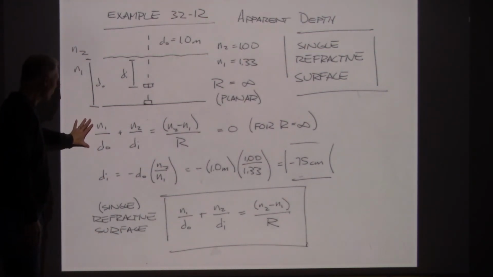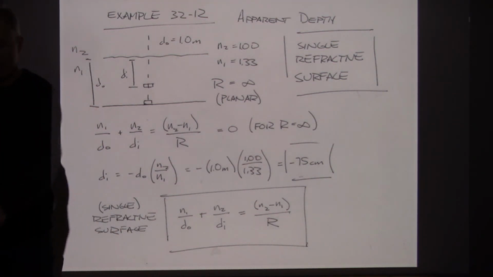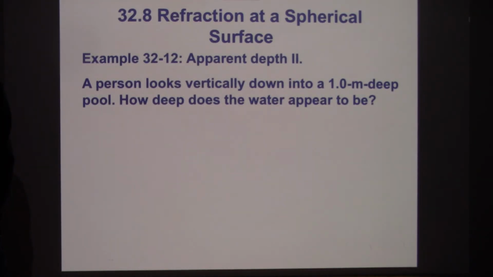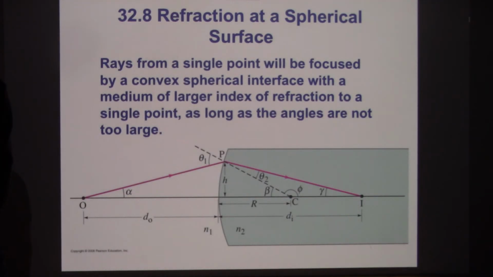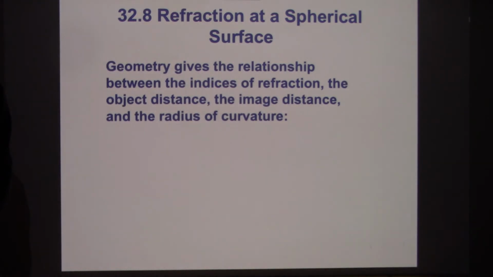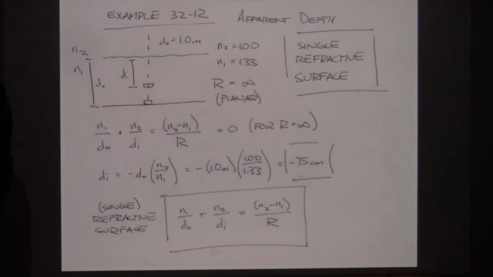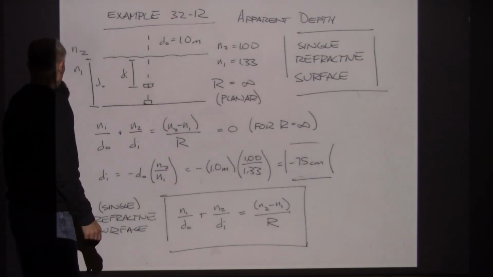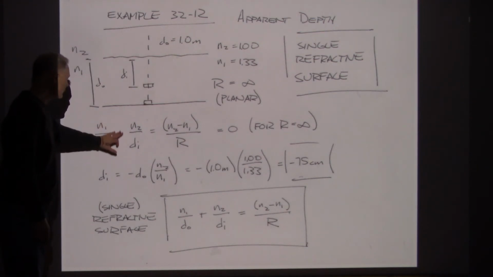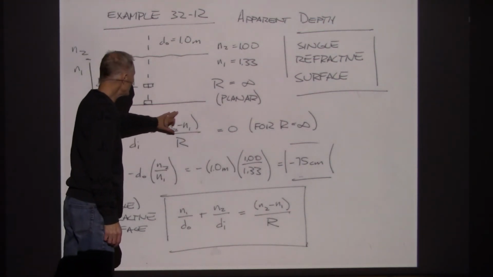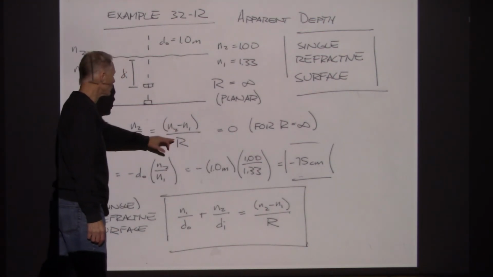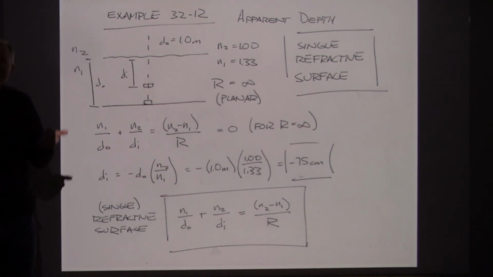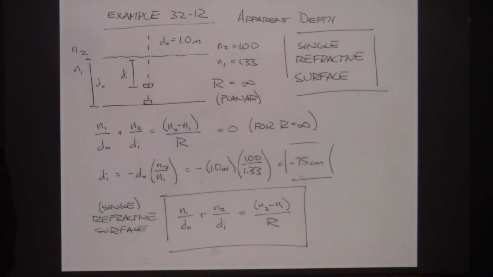Now this is the formula. If we go back to that previous diagram that we just had here, when we do all the analysis and we look at the DOs and the DIs and the N1s and the N2s, the formula that we get is N1 over DO plus N2 over DI is equal to N2 minus N1 over the radius of curvature. That's different from the formula we've been using for mirrors, and it's different from the formula we'll be using for lenses.